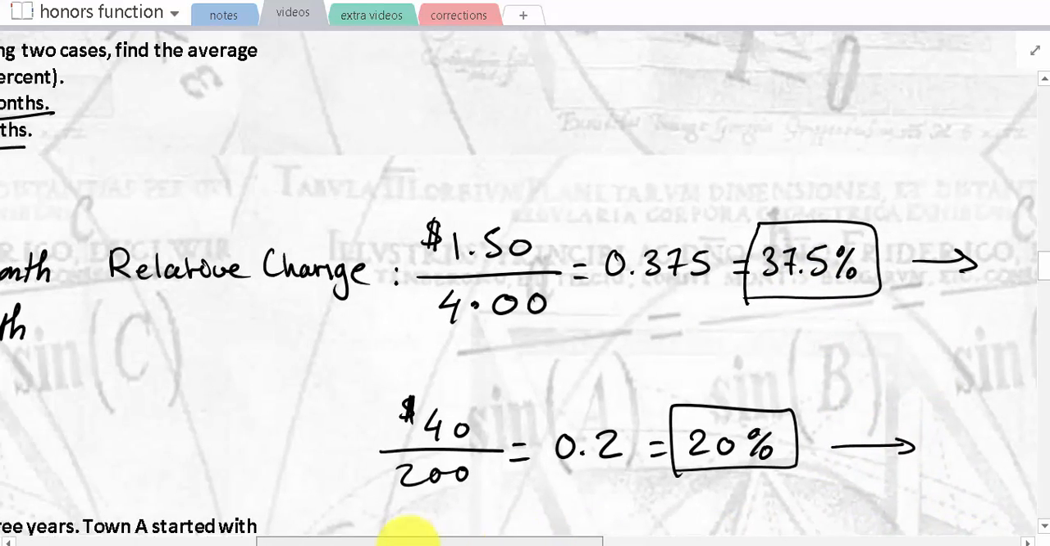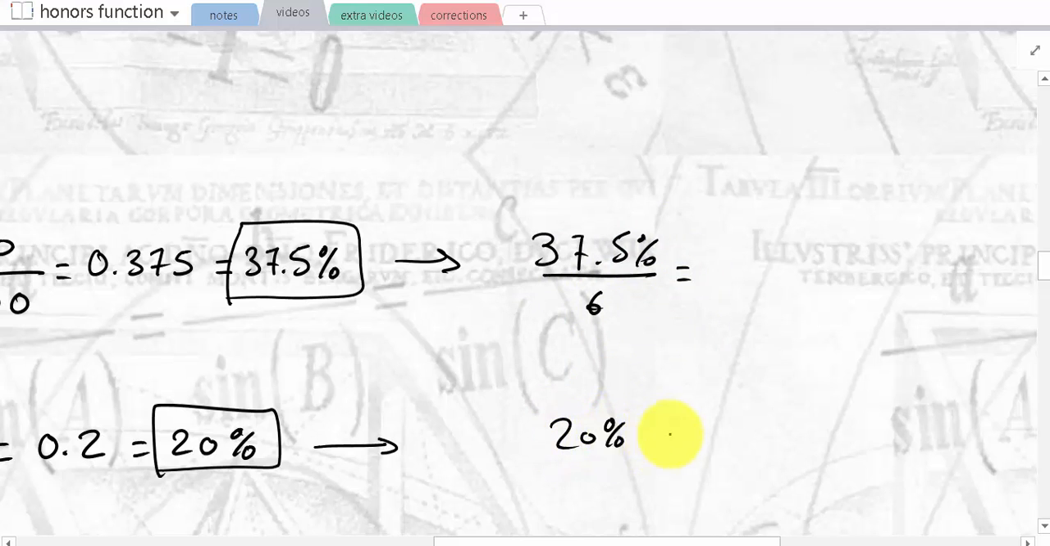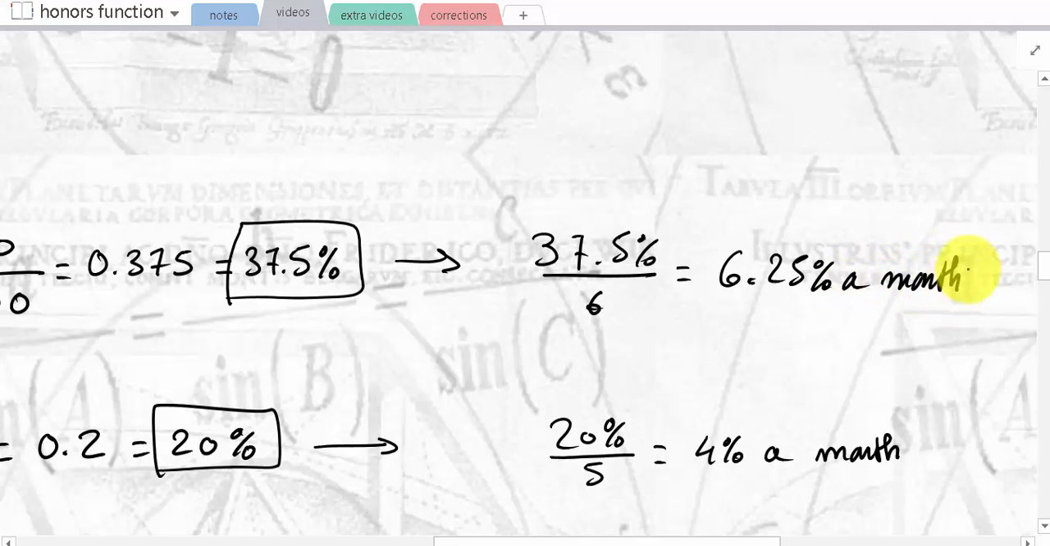So the first one happened in a period of 6 months, right? So 37.5% divided by 6 for the relative rate of change, and 20% divided by 5 for the relative rate of the second. So this is 4% a month. Okay, so the phone had an increase of 4% a month, while the coffee had an increase of 6.25% a month. Okay, so now we can compare. This was a larger increase. Please do the next example, and let's finish the lesson with another application of the relative change.